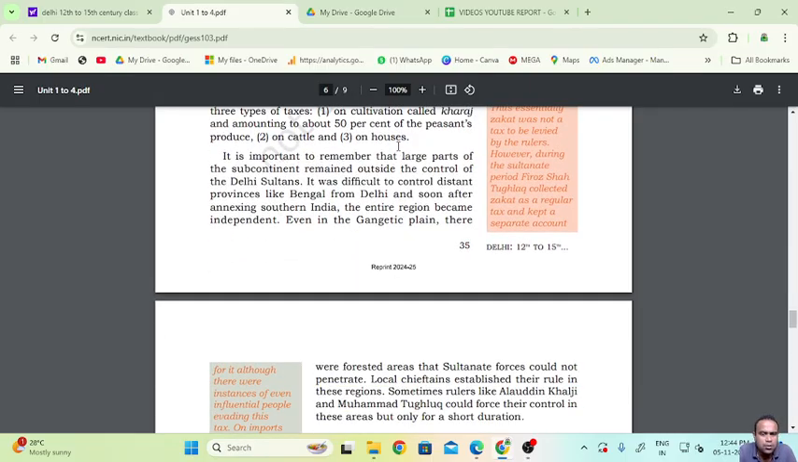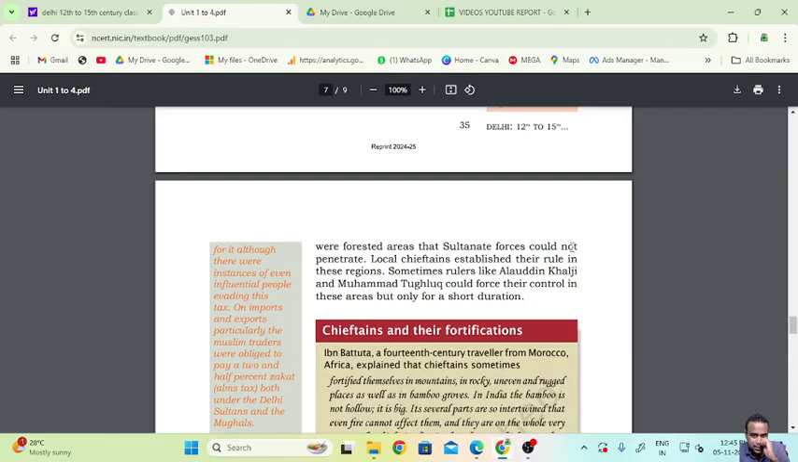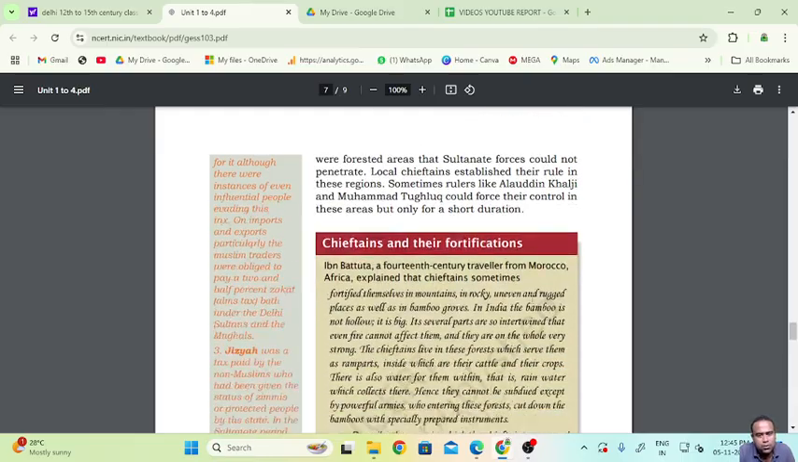It is important to remember that large parts of the subcontinent remained outside the control of the Delhi Sultans. It was difficult to control distant provinces like Bengal from Delhi, and soon after annexing South India, the entire region became independent. Even in the Gangetic Plain, there were forested areas that Sultanate forces could not penetrate. Local chieftains established their rule in these regions. Sometimes rulers like Alauddin Khilji and Muhammad Tughlaq could force their control in these areas, but only for a short duration.